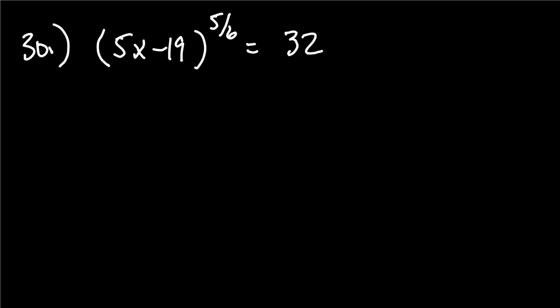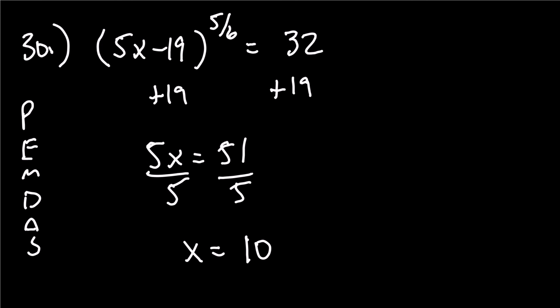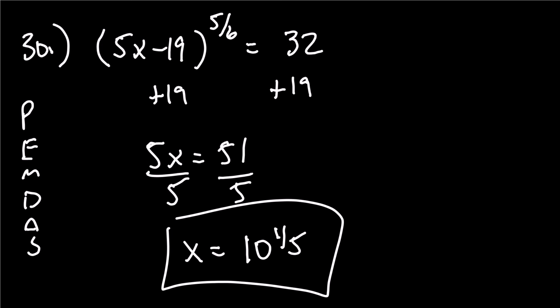Alright, so 30, I'm going to use Pemdas Backwards. I'm going to add 19 to both sides. I get 5x is equal to 32 plus 19, which is 51. I divide both sides by 5. I get x is equal to 10 1/5. Alright? And that's my final answer for 30.